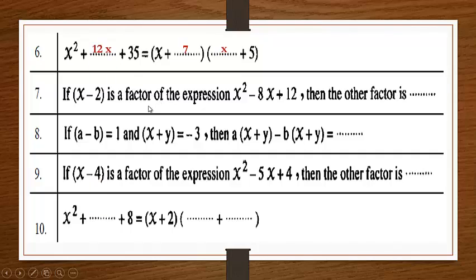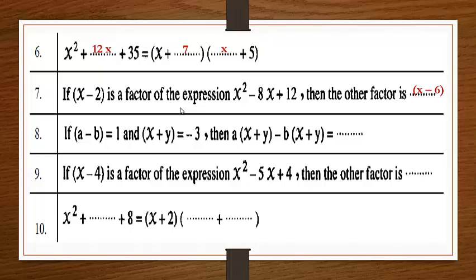If x minus 2 is a factor of the expression x power 2 minus 8x plus 12, then the other factor is: factorize x power 2 minus 8x plus 12 into two factors. 12 will be factorized to 6 times 2 because the sum will be 8. So the other factor is x minus 6.